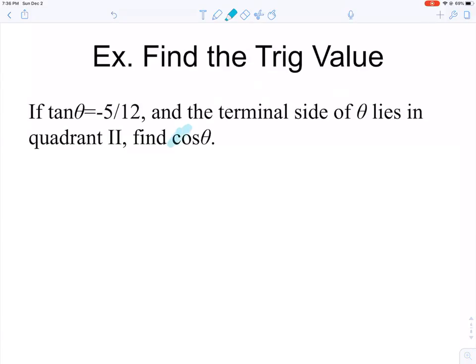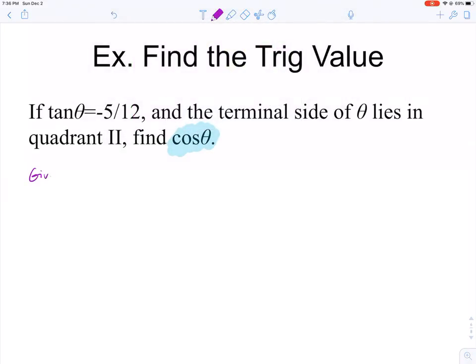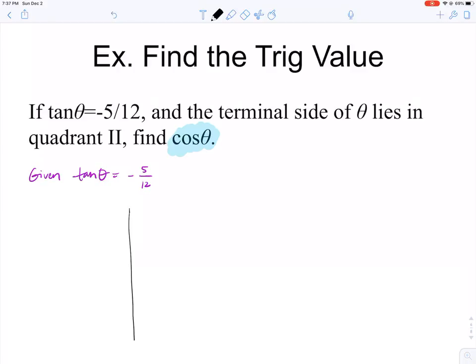Right? So in this case, we're being asked to find cosine of theta. We are given that tangent of theta is equal to negative 5/12, and theta will terminate in quadrant 2. That helps me to draw the picture. You don't have to draw the picture, but it can help me to follow your work if you draw the picture as well.